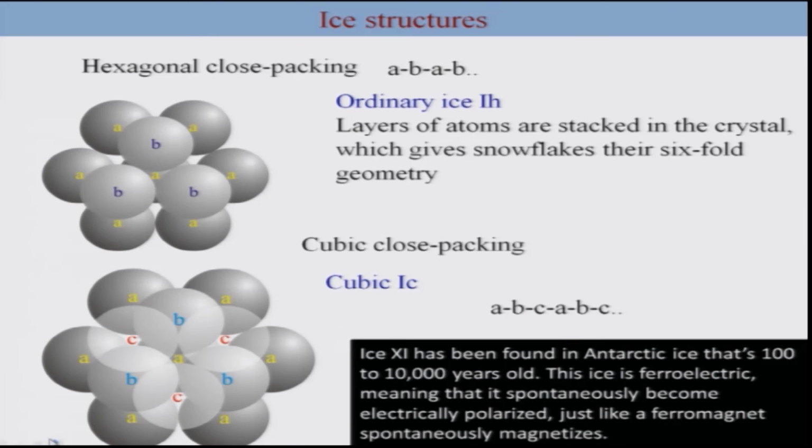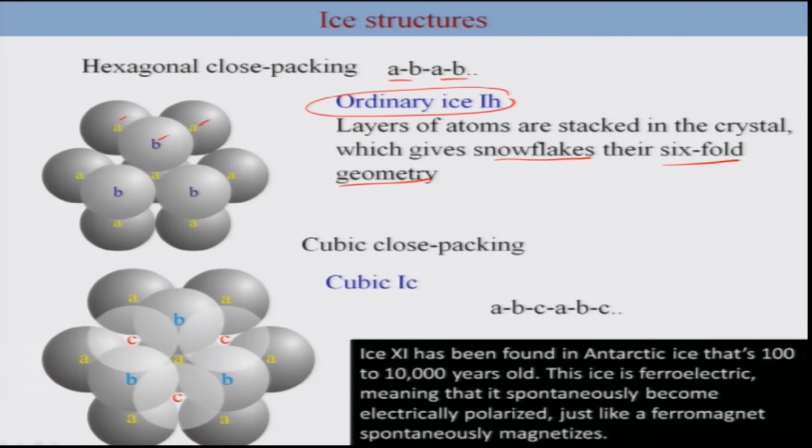What is hexagonal? Well, this is a simple hexagonal close packing where the water molecules fill up the positions represented here as A in the first layer and B in the second layer. So, that becomes an AB kind of pattern, and that is the ordinary ice, the Ih form, and you see those kinds of structures in snowflakes, giving their 6-fold geometry.